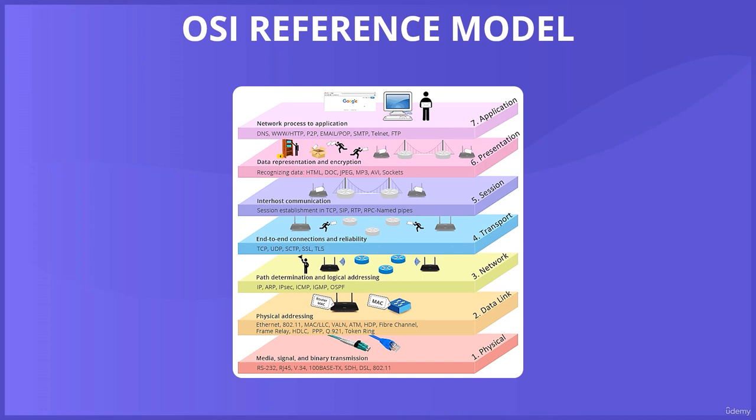So not to be confused, the main concept of OSI is that the process of communication between two endpoints in a telecommunication network can be divided into 7 distinct groups of related functions or layers.